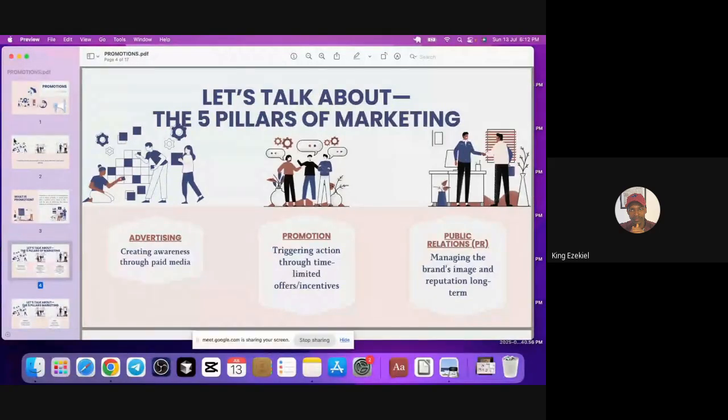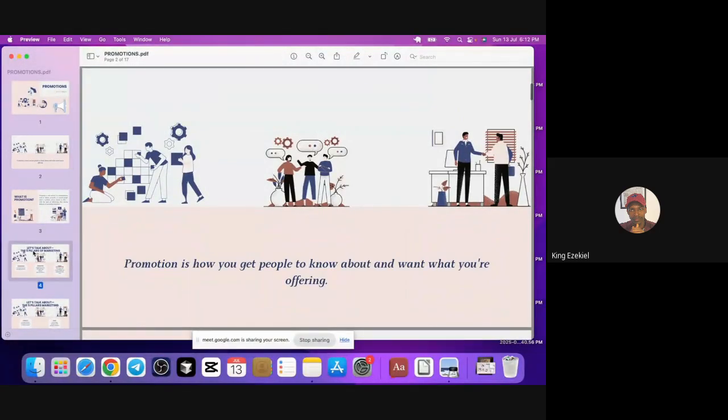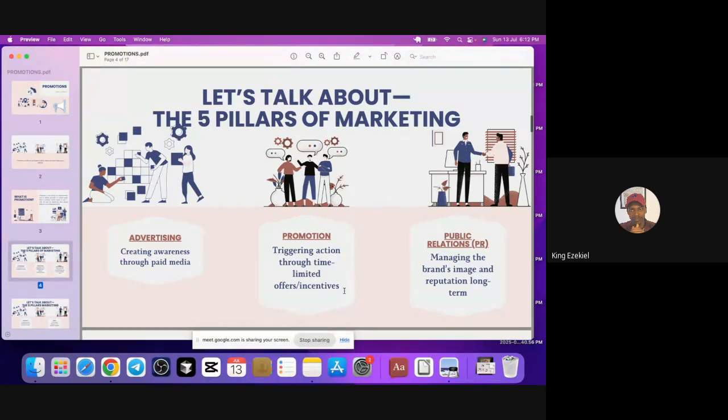So this actually leads to this definition. Advertising is all about creating awareness through paid media, while promotion is all about triggering action through time limited offers or incentives. Now, public relation is managing the brand's image and reputation.